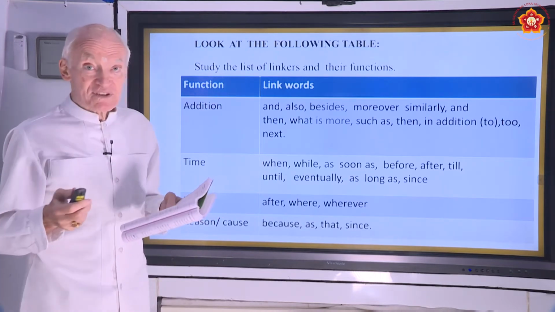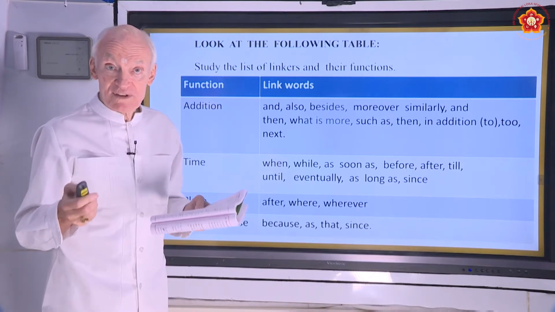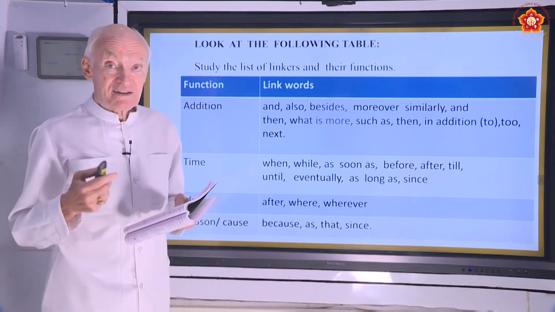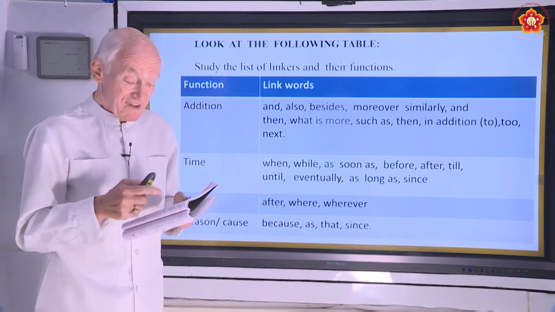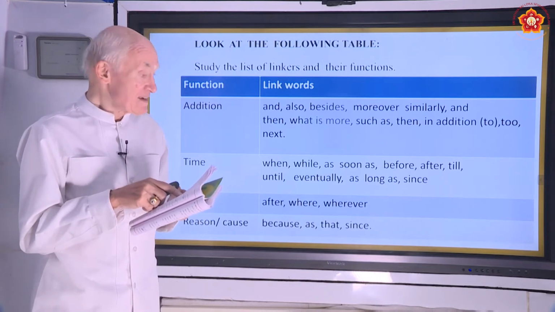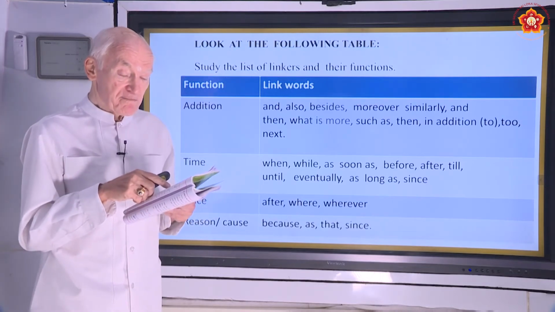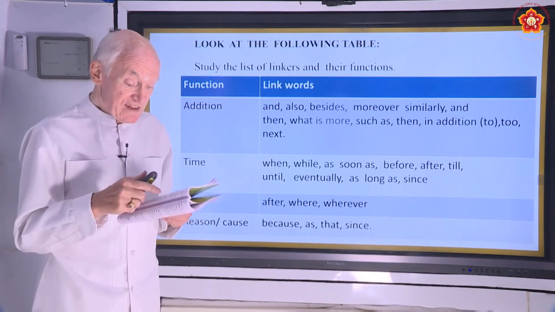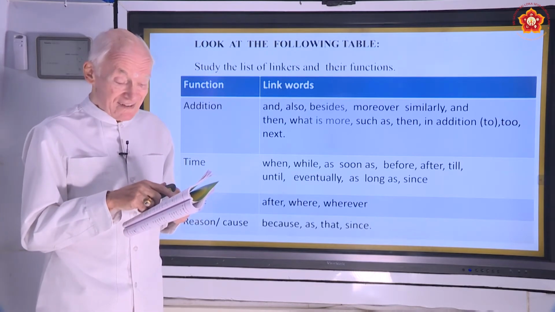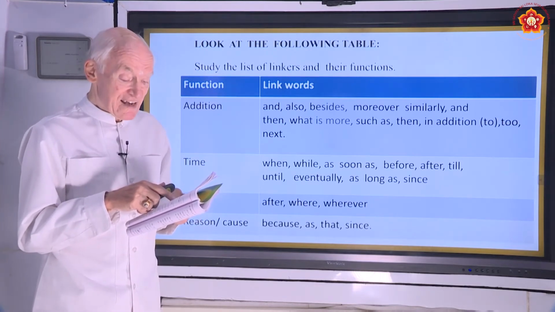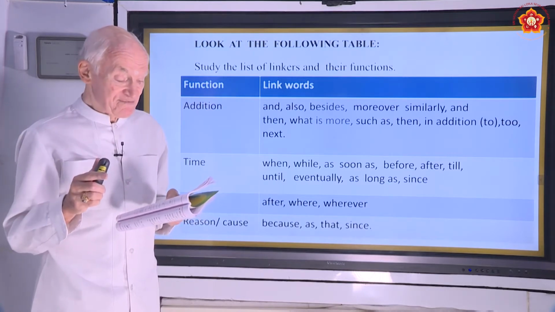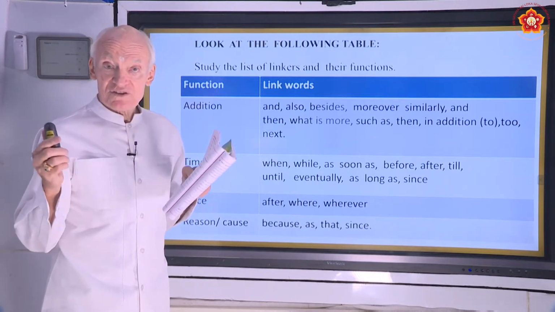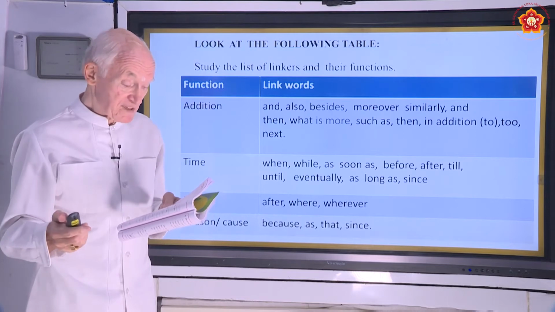Now, sometimes in our paragraphs, we want to show what time this situation is happening. So for time, the linkers we use are when, while, as soon as, before, after, depending on whether the event happened before or after, till, until, eventually, as long as, and since. So all of these have to do with time. But these linkers help you to show the reader what time this event took place.